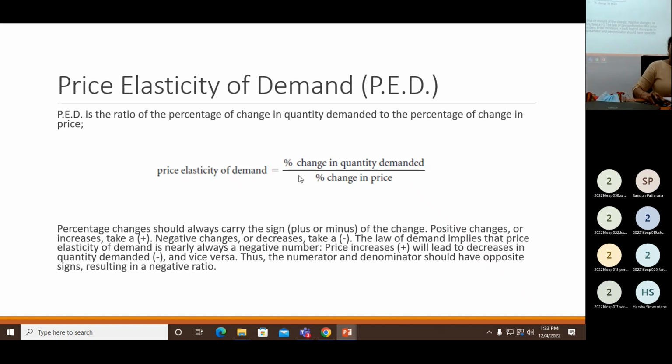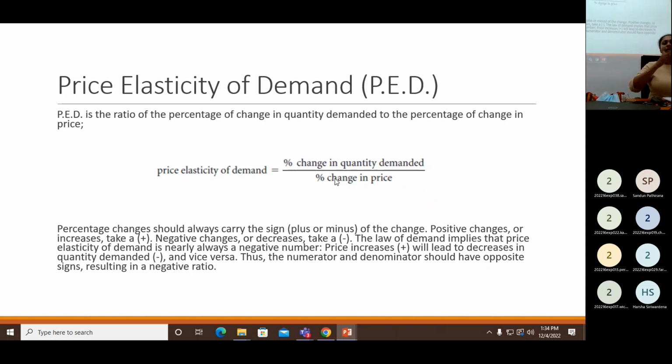So let's assume price increases. If so, how will quantity demanded respond? Negative, it will decrease. So in this formula, if there's a plus sign in the change in price, your quantity demanded change percentage will carry a negative sign. A negative value divided by a positive value, what will be the answer? Negative. You learned that in mathematics. So it's a negative answer.